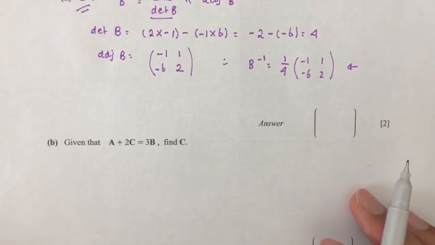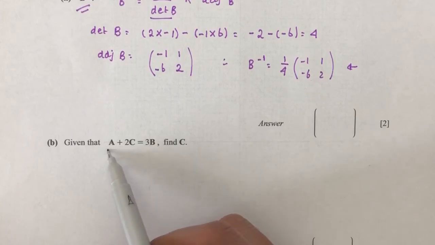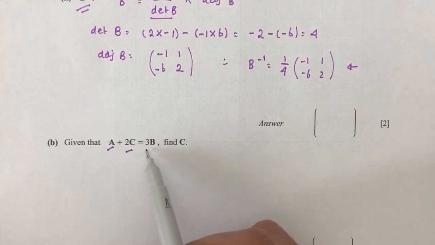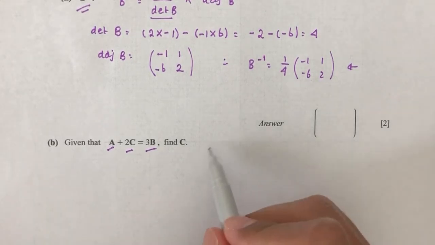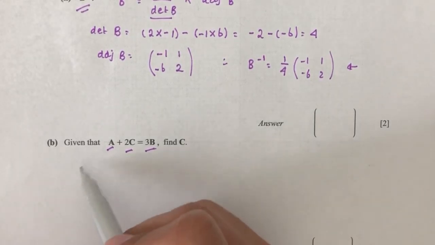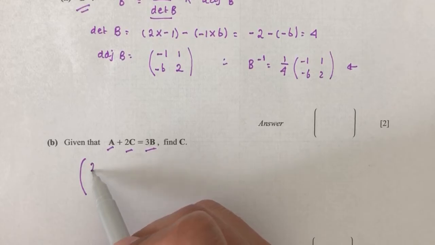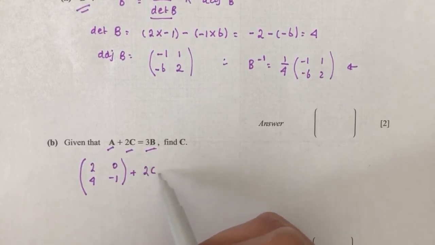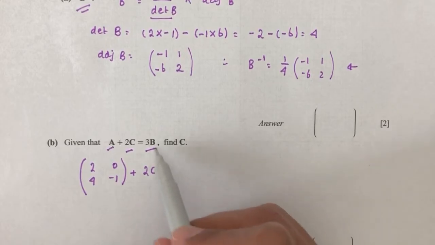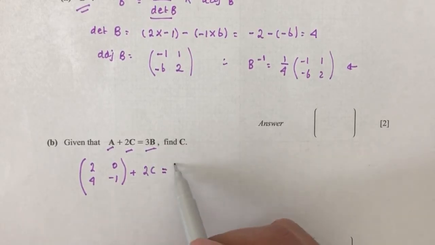Now for part B, given that A plus 2C equal to B, find the value of C. So C we don't know, we'll have to replace first. So what is A? A is given to us as 2, 4, 0, minus 1, plus 2C, we don't know, equal to, this will be 3B.